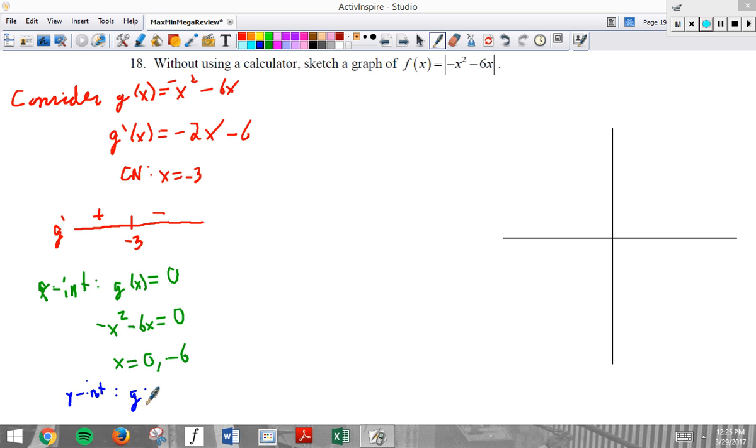Would be g of 0, which will be 0. Okay, so here we go. At x equals negative 3, we have what we would know as a relative max. Negative 3 comma what? Positive 18 minus 9.